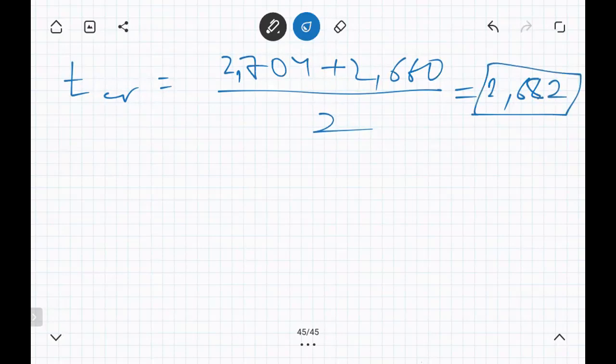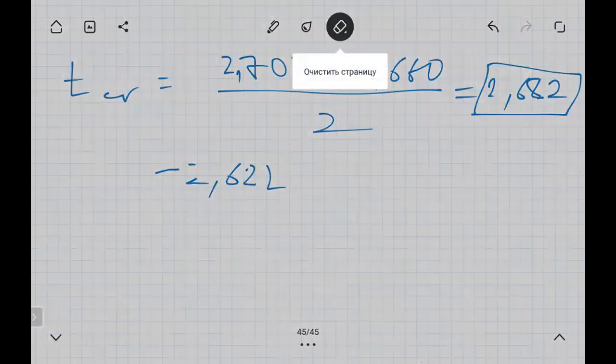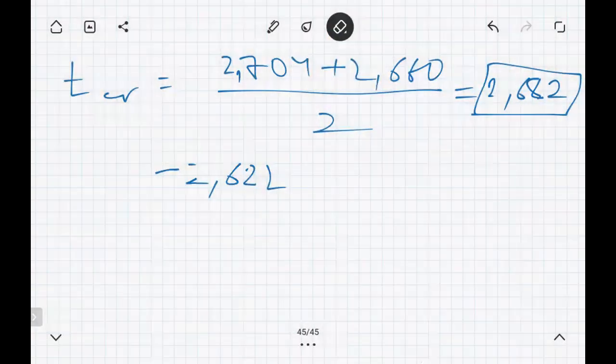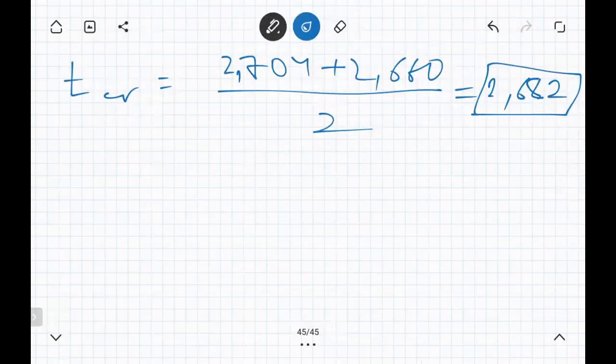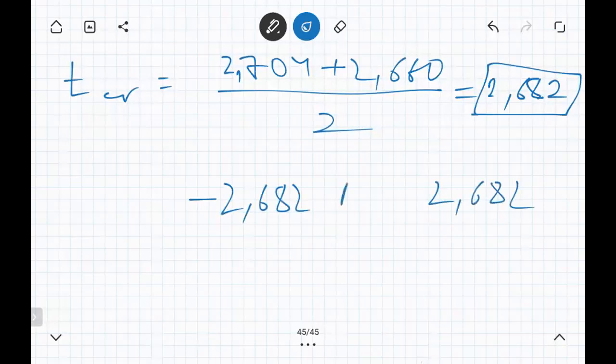And if my t-score is between minus 2.682, what is going on with my screen? Yeah, so if my t-score is between minus 2.682 and plus 2.682, I accept. I won't reject. And if it's outside those boundaries, then I'll reject my null hypothesis. So reject here and reject here.